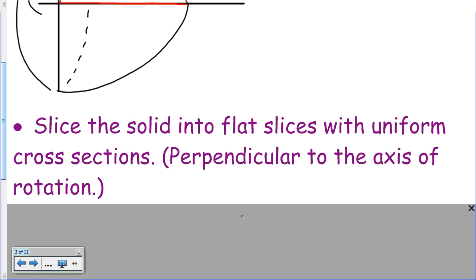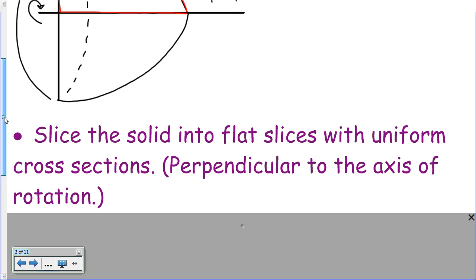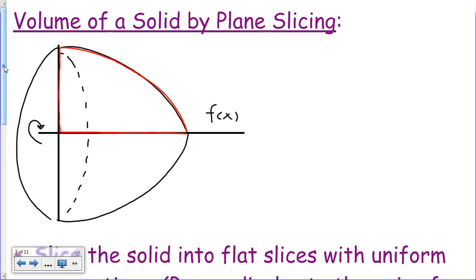Now for our problem here, it's going to be perpendicular to our axis of rotation. And actually, for that matter, any problem that involves a rotation like this around an axis, your slice is going to be perpendicular to that axis. On problems that don't involve a rotation, they'll describe which direction you have to slice in order to get a uniform cross-section.